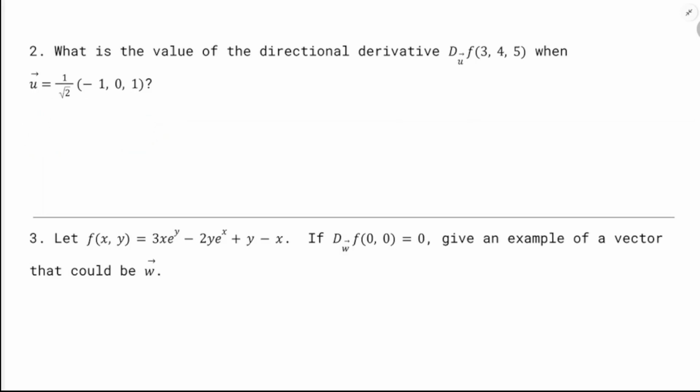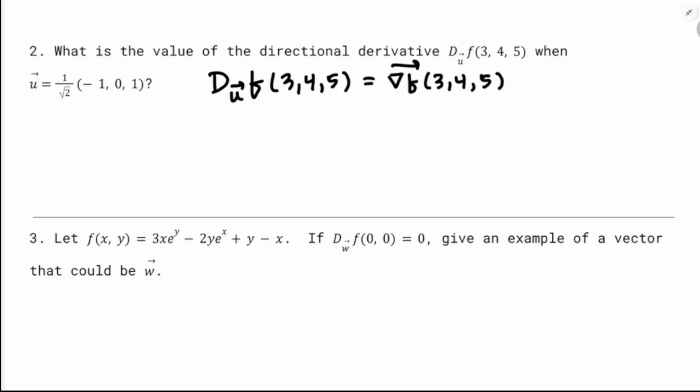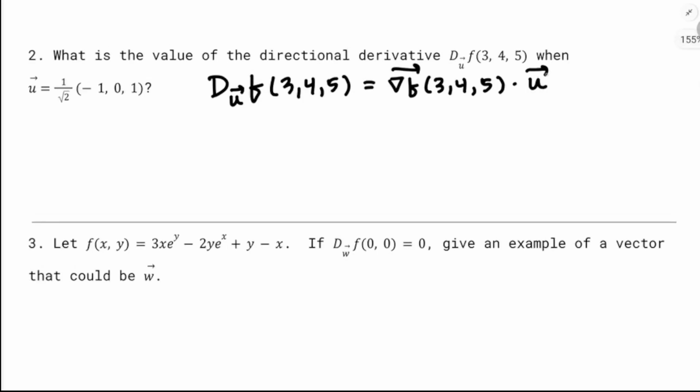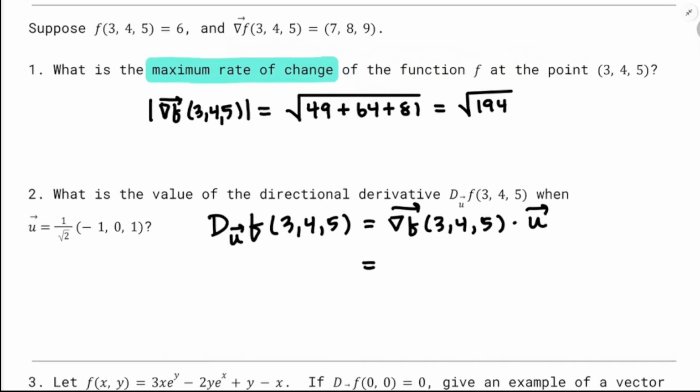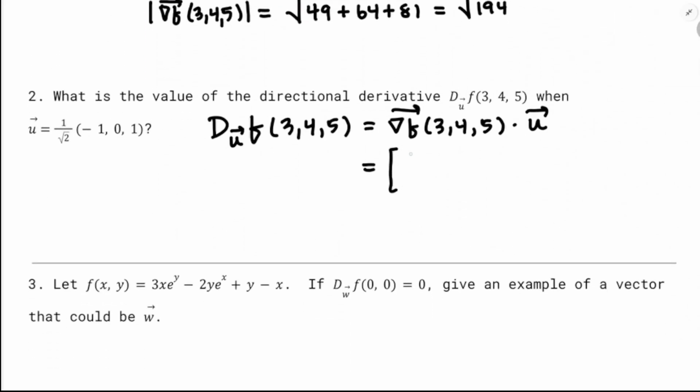I'm going to just say, all right, well, the derivative of f in the direction of u at 3, 4, and 5 is going to equal the gradient of f at 3, 4, and 5 dotted with u. Now I've got the gradient of f at 3, 4, and 5, and that's 7, 8, and 9. Now if you want to hold on to that 1 over the square root of 2 on the outside because you're really good with your dot product properties, you can do that, but if you're unsure, just distribute it in. It's not a big deal.